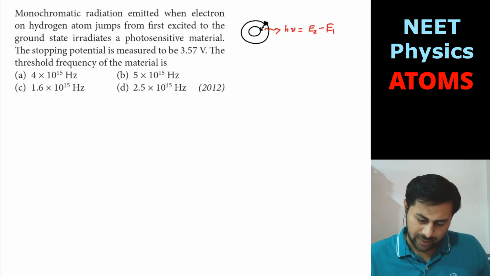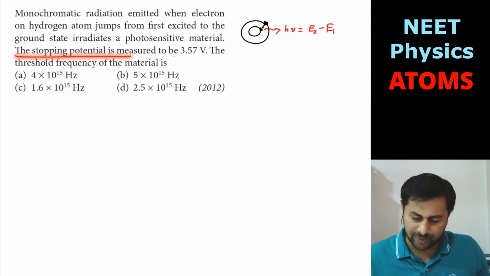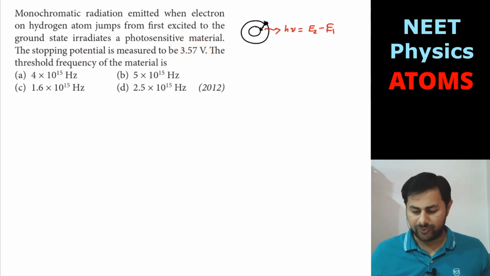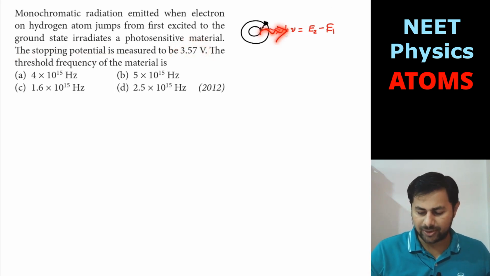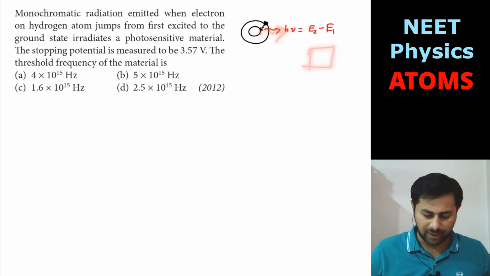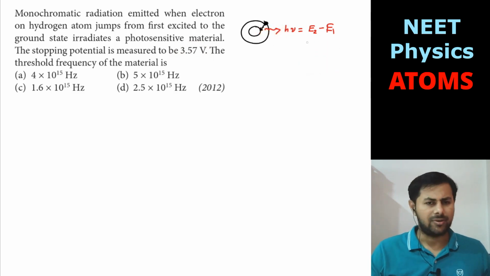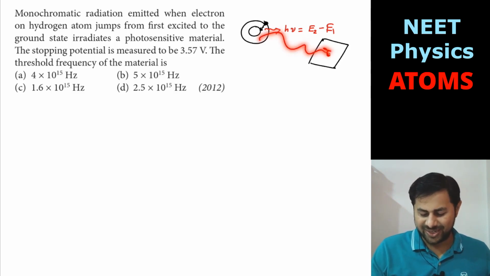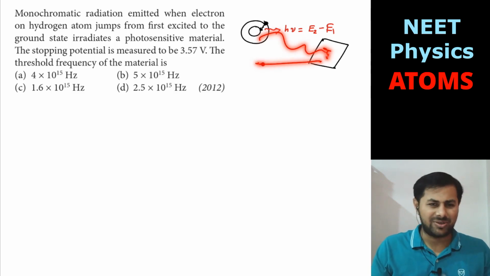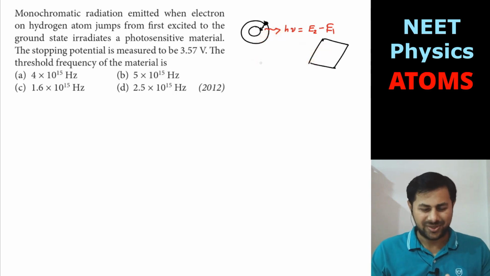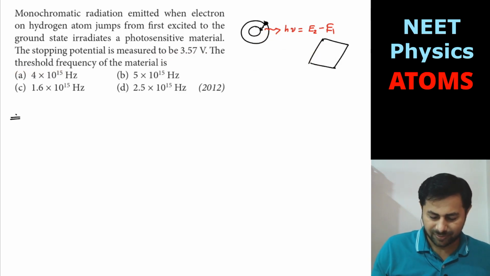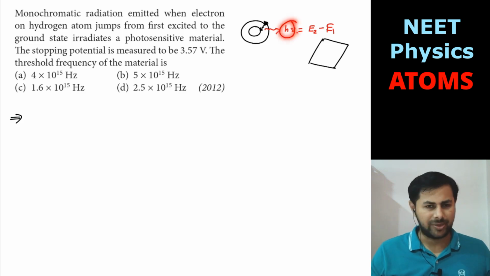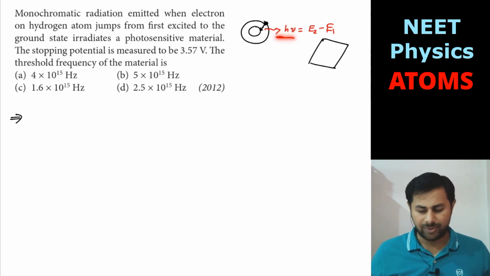Then after that the stopping potential is measured to be 3.57 volts. So what happens is this photon strikes the photosensitive material, and due to that an electron will be emitted. To stop that electron, you need a stopping potential of 3.57 volts. The threshold frequency of the material is... So tell me what to do. First of all, find out the energy of this photon.